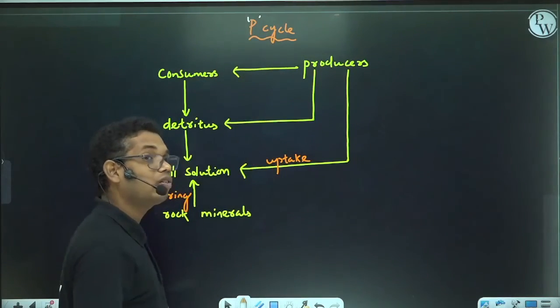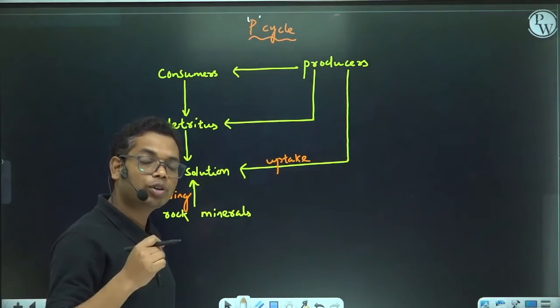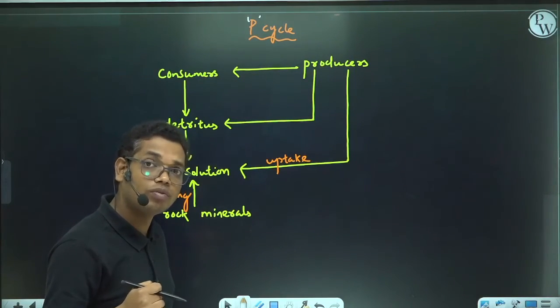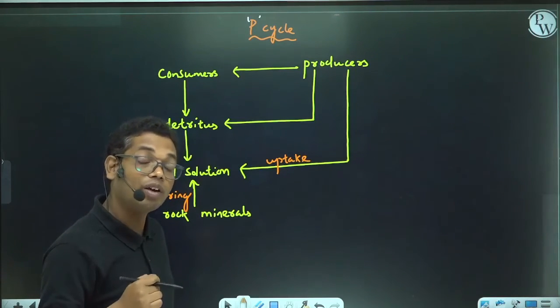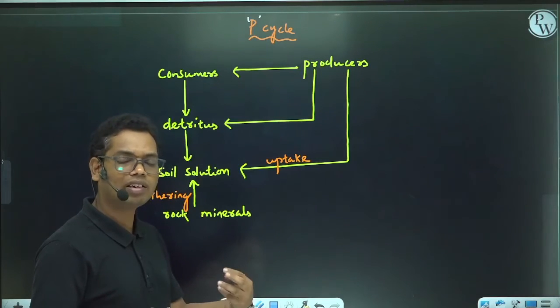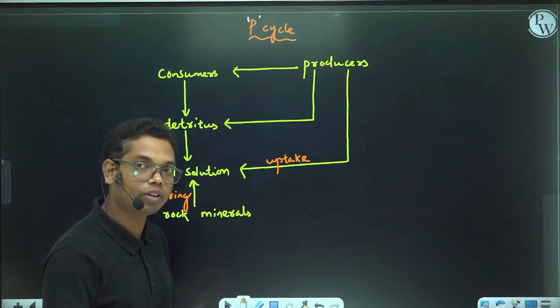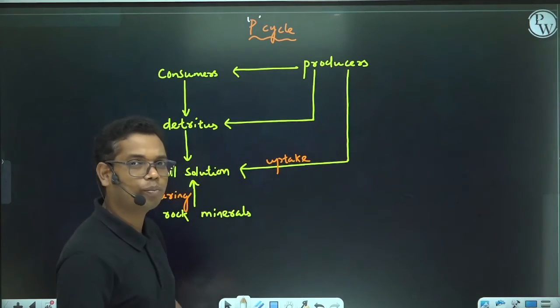Phosphorus is very important. Why? Because it is a component of the cell membrane. How? One of the major lipids of the membrane is phospholipid, and phospholipid has phosphorus. And it is also a component of what? Nucleic acid. Nucleotide has phosphate, so phosphorus will be there, and that is why phosphorus is very, very important.